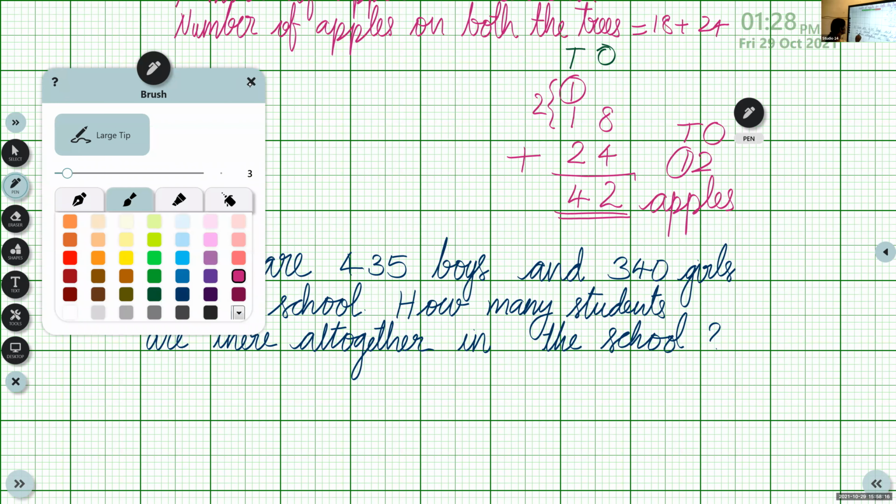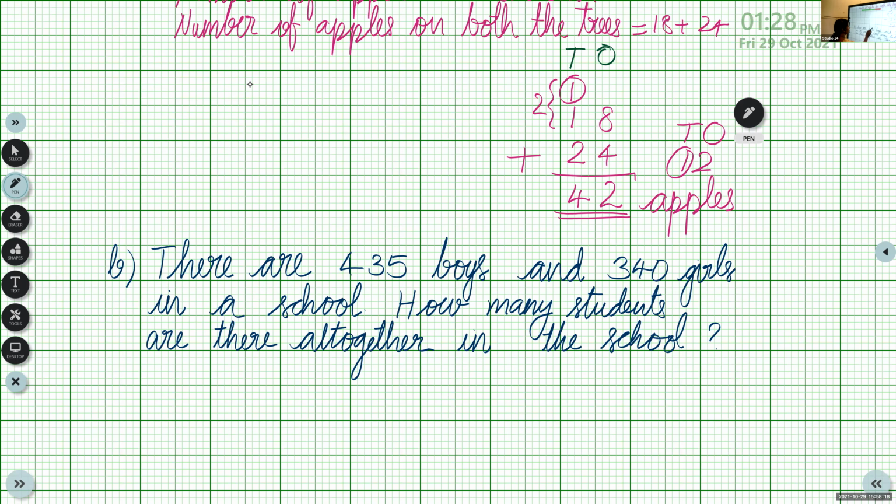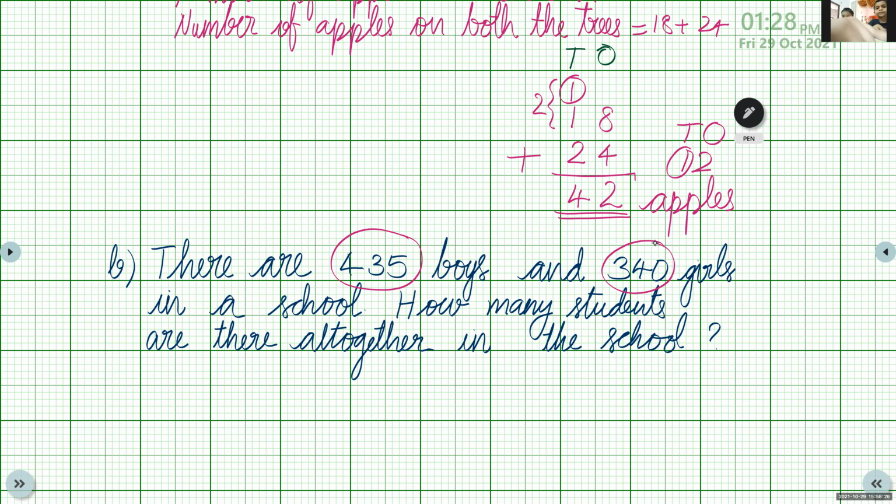So here we can see the number of boys is 435, number of girls 340. And also we can see the words altogether. That means we have to add the numbers. Now let's write the answer together. 775. Very good, Anna. Your answer is correct. Now let's write the answer.